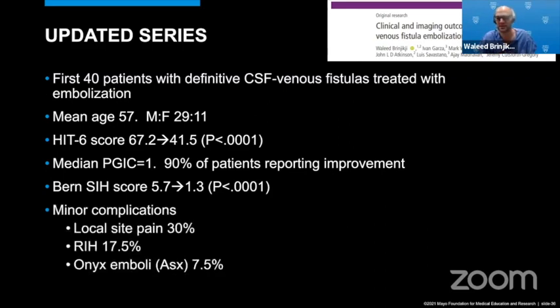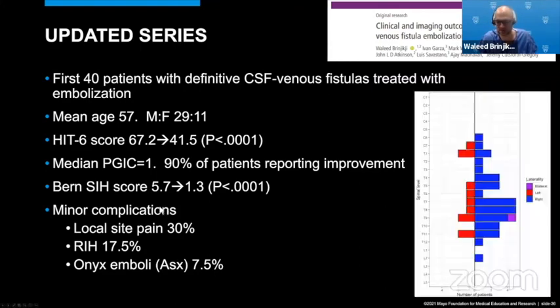Local site pain was a common complication at the site of the onyx injection, about 30%. Rebound intracranial hypertension occurred in 17.5%, and tiny onyx emboli to the lung occurred in a small amount of patients, less than 10%. Most of the lesions were on the right, and most of them were on the right lower thoracic.